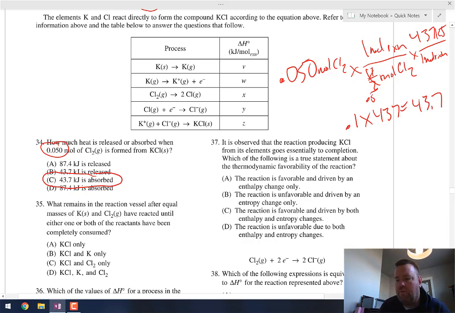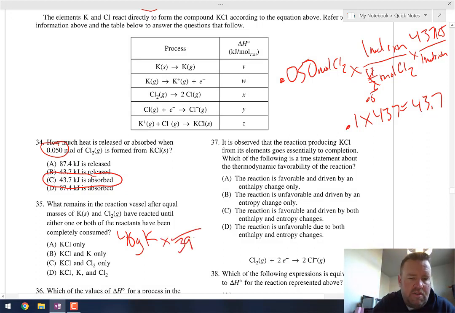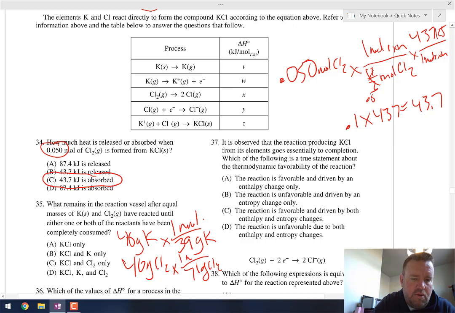When you do a problem like that, sometimes the easiest way is just to make up a fake number. Let's use, for example, the number 40. Let's say we have 40 grams of potassium. Where did I get that number from? I just made it up. It doesn't matter. The molar mass of potassium is 39 grams per mole. Then 40 grams of Cl2, and the molar mass of Cl2 is roughly 71 grams per mole.